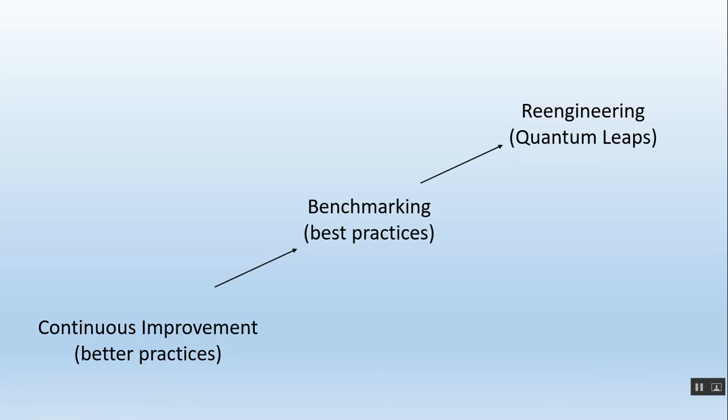It builds off what we've talked about previously, where continuous improvement or total quality management is about creating better practices. Benchmarking is about finding best practice and meeting best practices, whereas reengineering is about taking quantum leaps.